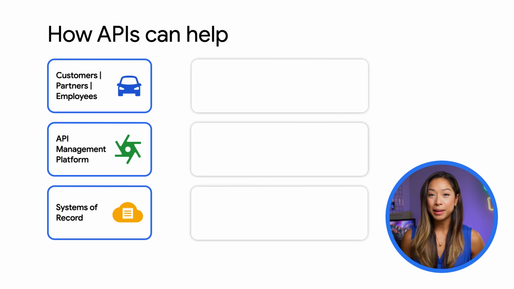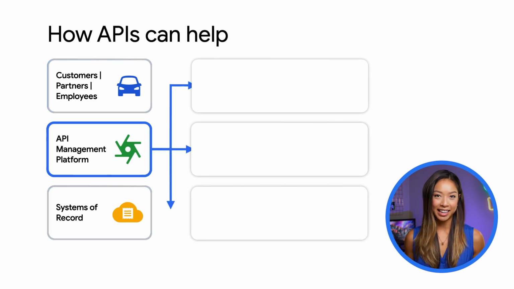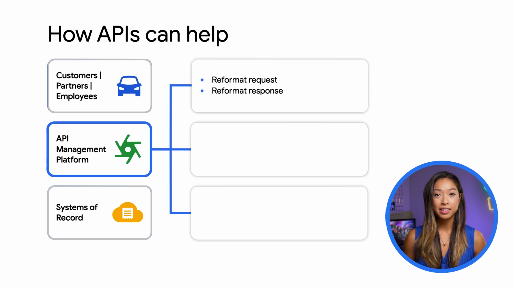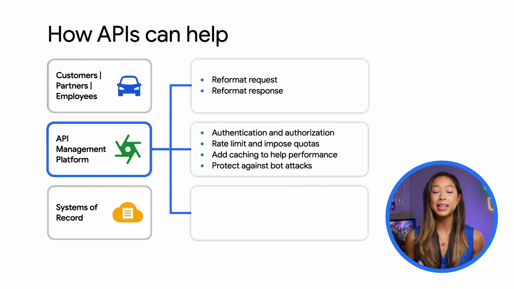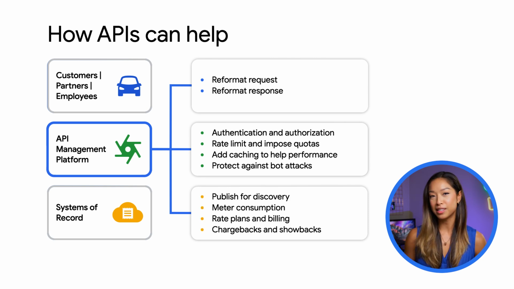This is where APIs can help. By packaging data as API products, you can create a standardized way to aggregate data across systems, securely share data with other teams and external partners, and create rate plans and bill for the consumption of data. Let's take a closer look.